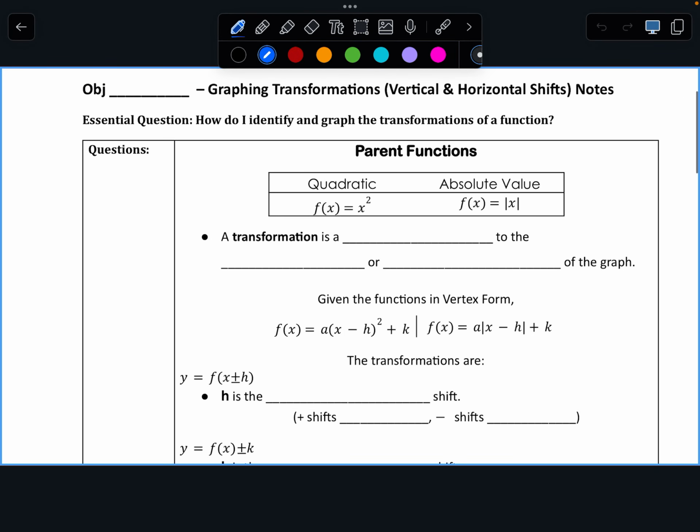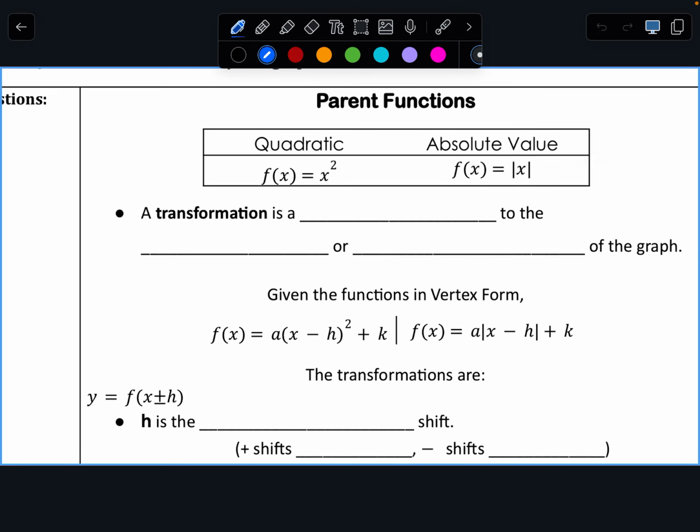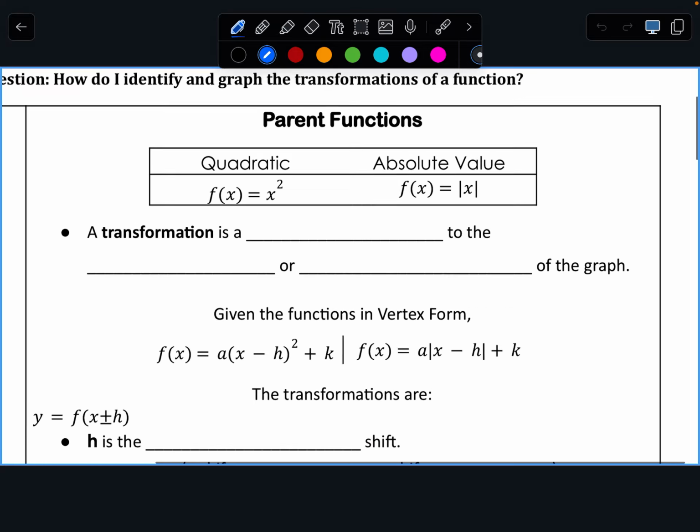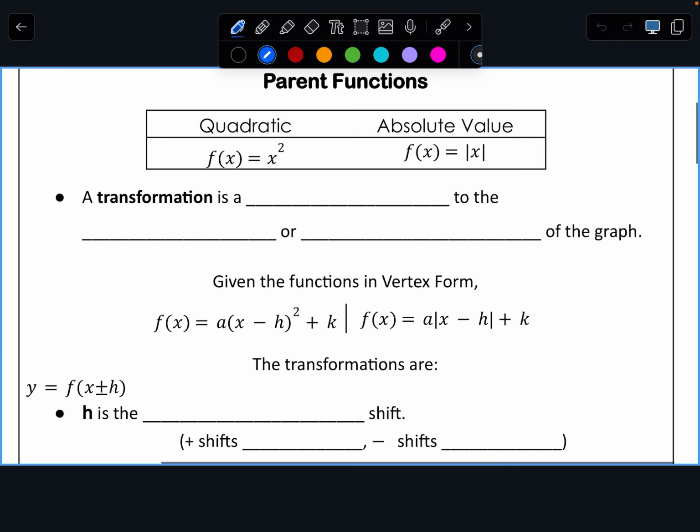Okay, today we'll talk about transformations of quadratic and absolute value functions. We're going to be talking about vertical and horizontal shifts in today's lesson. So here are the parent functions. F of x equals x squared is the quadratic function, and f of x equals the absolute value of x for the absolute value parent function.